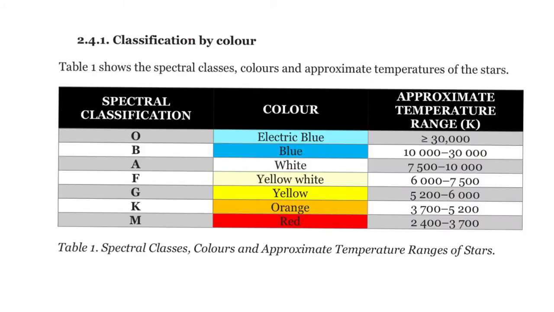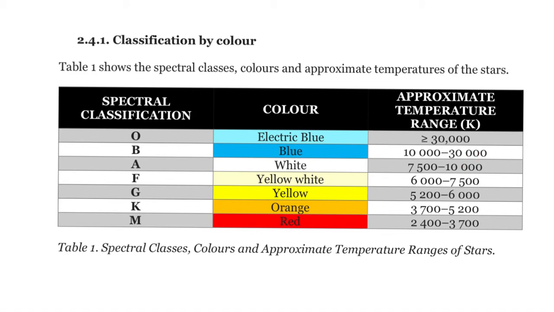So let's look at classification by color. Now, here's a very important table which links the spectral classes, colors, and approximate temperature ranges of stars. So on this side, we have the spectral classification. We have O, B, A, F, G, K, M. Then we have the associated colors. So for instance, an O star would be electric blue, and its approximate temperature would be in the range of greater than 30,000 Kelvin. B stars would be blue, and their temperature range would be between 10,000 to 30,000 Kelvin.